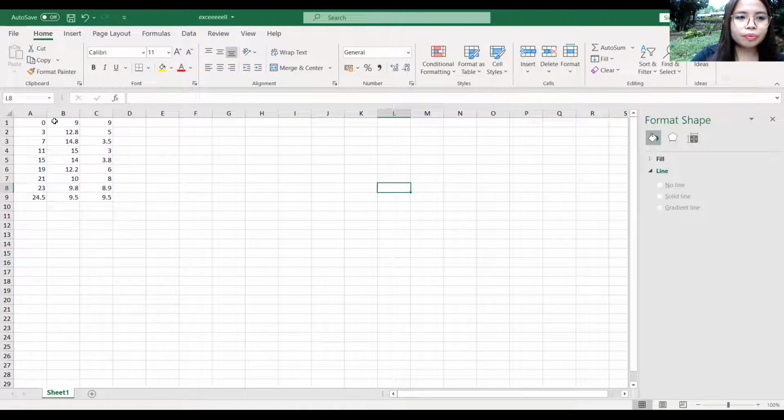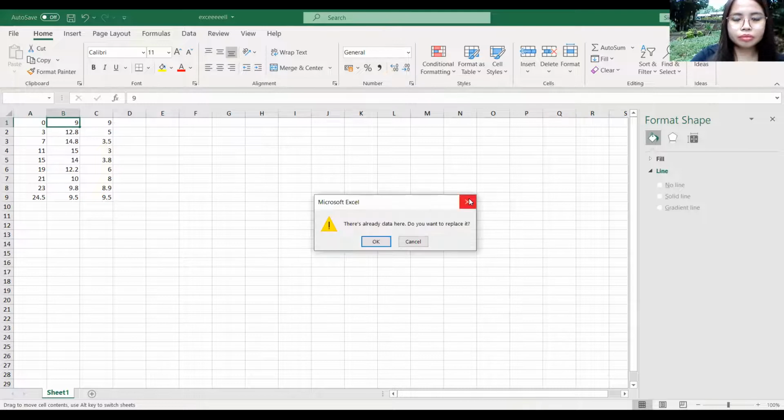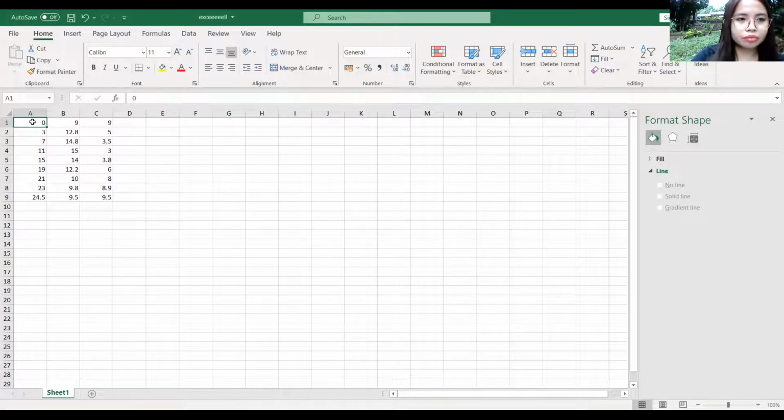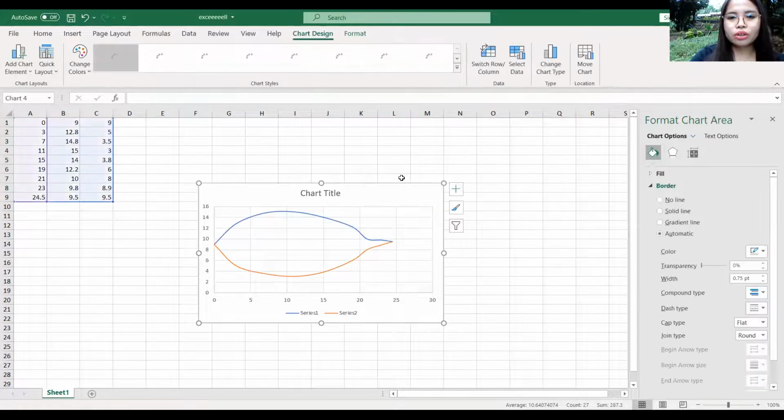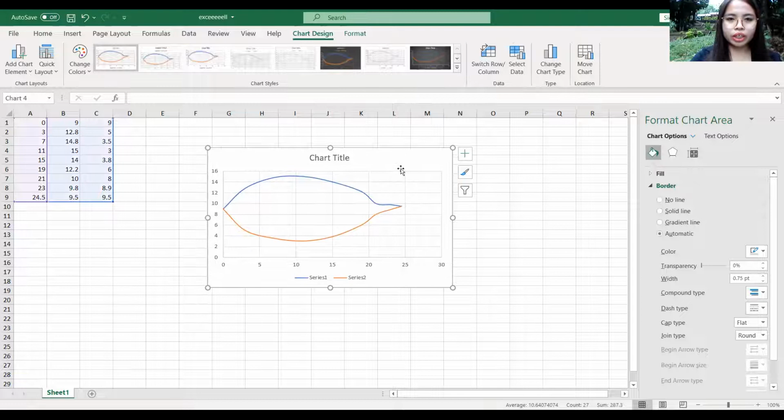So we have to highlight, go to insert, and then chart, choose scatter, then this third figure. So as you have noticed, we already have here the image of our leaf.